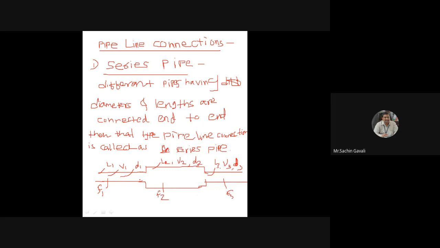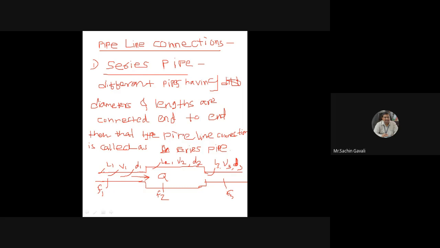Now all these pipes are connected in series. So is the discharge flowing through all these pipes, one, two, three, different or the same? Anybody of you? Q is remaining the same. Everybody getting? So this pipeline connection is called a series pipeline connection.